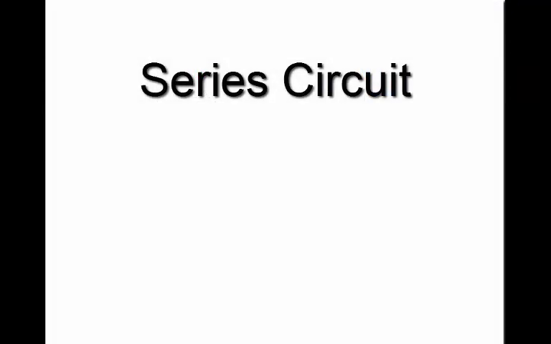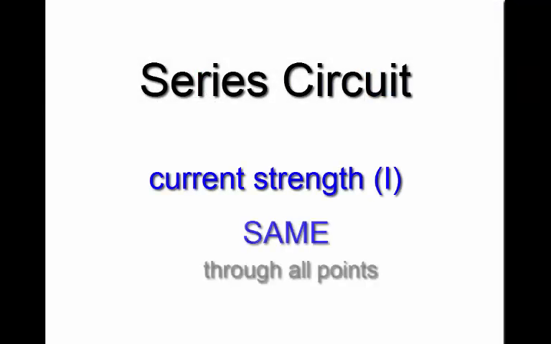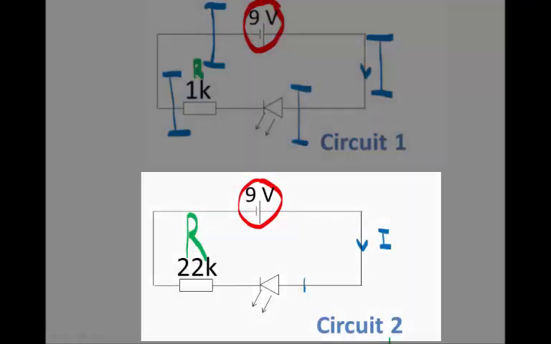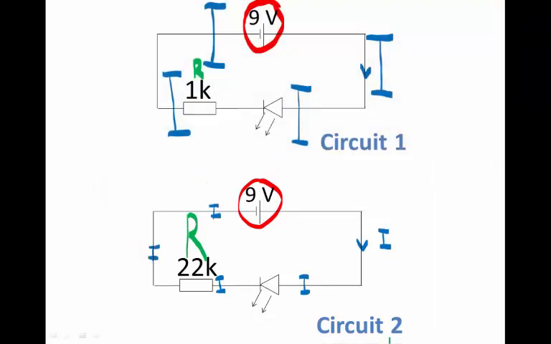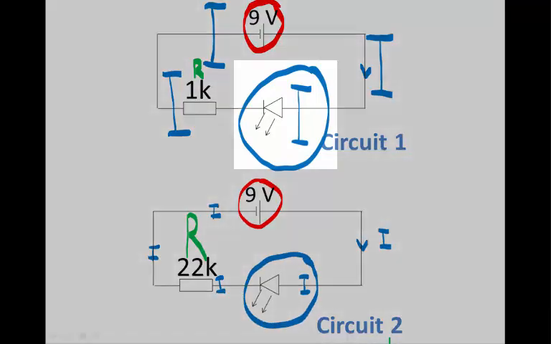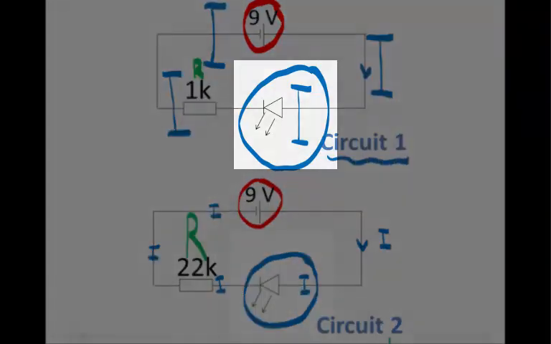Remember that in a series circuit, the current strength is the same throughout the series circuit. So at all points in this circuit, there's the same, relatively high current strength, and through all points of this circuit, there's the same relatively low current strength. Now the LED is the part of the circuit that we're particularly interested in because it's the LED's brightnesses we are comparing. So this is what's important here, that the current strength through the LED is greater in circuit 1 than in circuit 2.